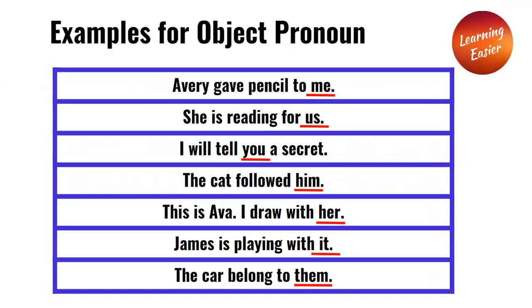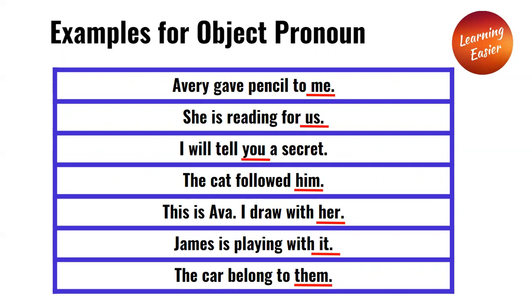Examples of object pronouns: Avery gave a pencil to me. Me is the object pronoun. She is reading for us. Us is the object pronoun. I will tell you a secret. You is the object pronoun.